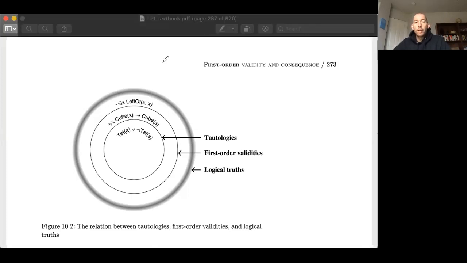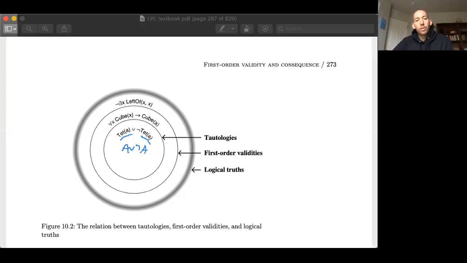Okay, so on the very inside, we have tautologies like Tet(a) or not Tet(a), right? If we do the truth functional form algorithm for this, what you end up getting is a sentence that looks like A or not A. And if you do a truth table for this, this will come up as a classic tautology.